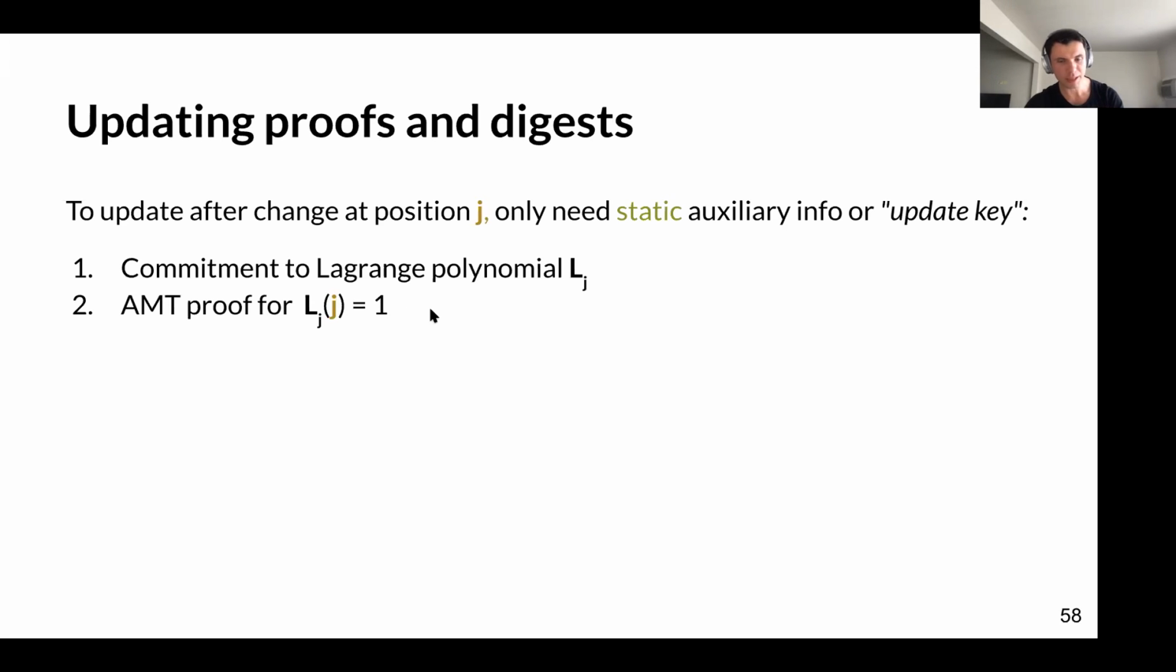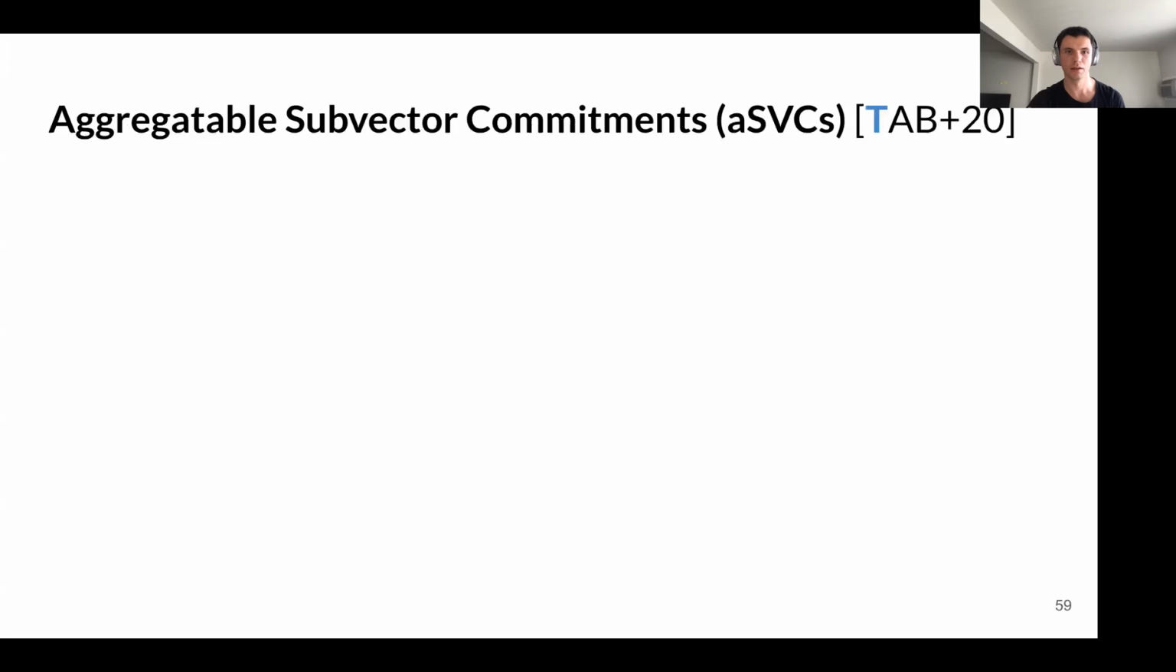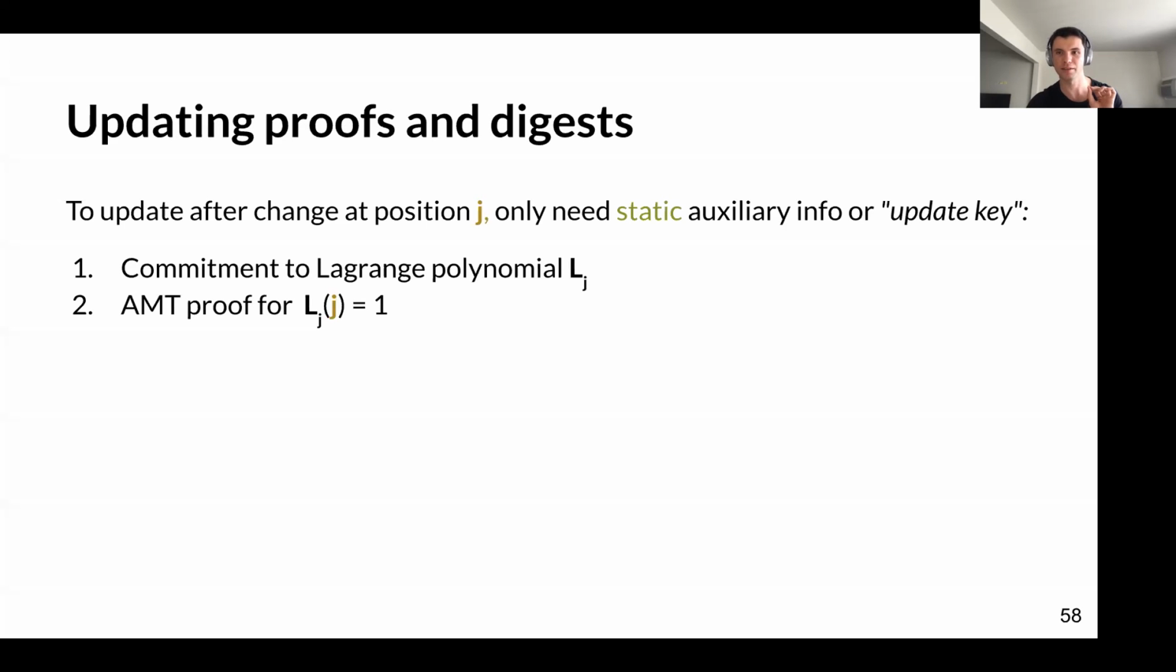And if I want to update proofs, I will also need an AMT proof for LJ of X at the point X is equal to J. So LJ of J will always be equal to 1 if you know how Lagrange polynomials work. And if I have this AMT proof, which is log n size and it's static, I can update all proofs. And as intuition, the idea is that AMTs are actually homomorphic. So if I have an AMT for phi and an AMT for LJ of X, I can combine them homomorphically. And that's what allows me to update proofs. And that's all I'm going to say about update proofs and digest. I know it's not very satisfying in terms of technical detail, but again, I defer to my other presentations.